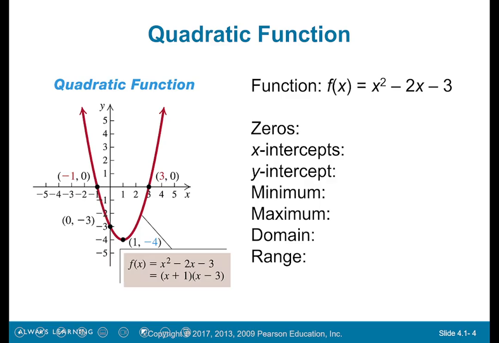So you could be given something like this quadratic function where we have f of x equals x squared minus 2x minus 3. And we want to be able to pick up all of these different concepts off of our quadratic function. This is more of a review of what we did in our chapter 3, but we're going to see how this expands now to higher degree polynomials.